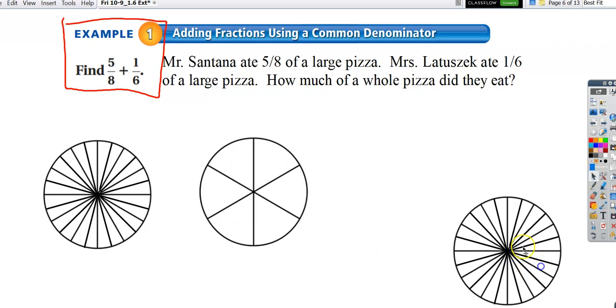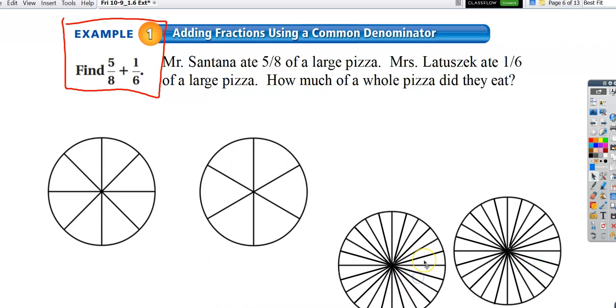Now, if you have a picture, sometimes it can be helpful. Here's what I'm going to show you. If you say that Mr. Santana ate 5/8 of a large pizza and Mrs. Latusek ate 1/6, and how much did they eat altogether, right? How much of the whole pizza? Now, I'm not asking you how many slices because that would be too easy. It would be he ate 5, she ate 1, they ate 6 altogether. But that's not what I'm asking. I'm asking you what fraction of the pizza did they eat.